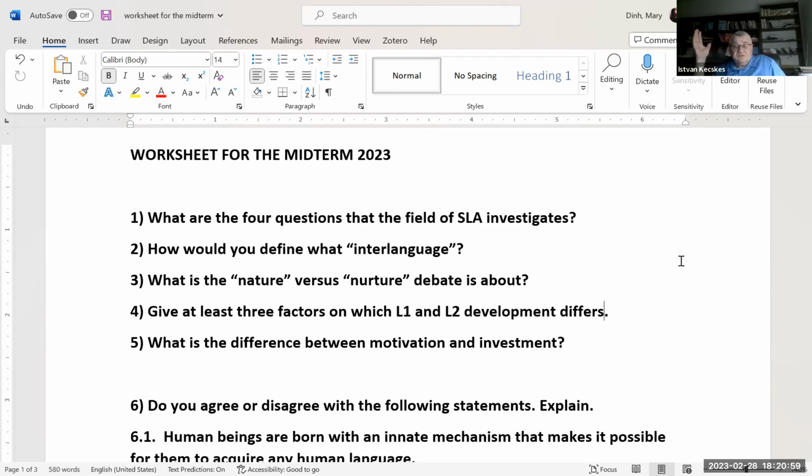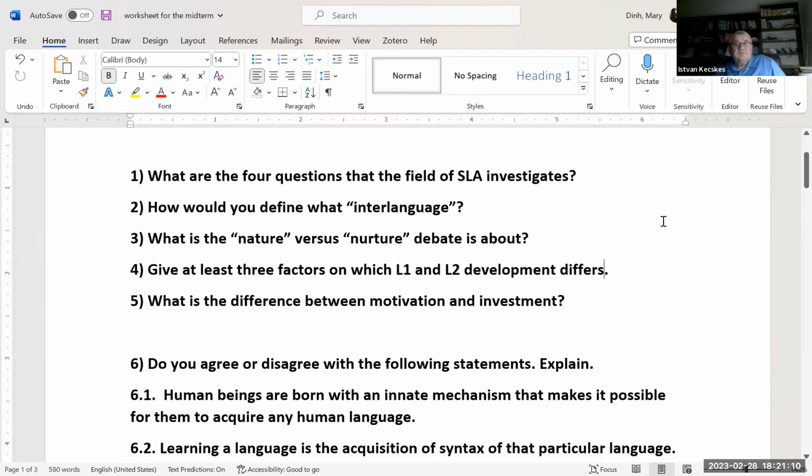What is the difference between motivation and investment? How did we define the difference? Remember, we mentioned that as far as motivation is concerned, that's more like individual, and investment is more like social.